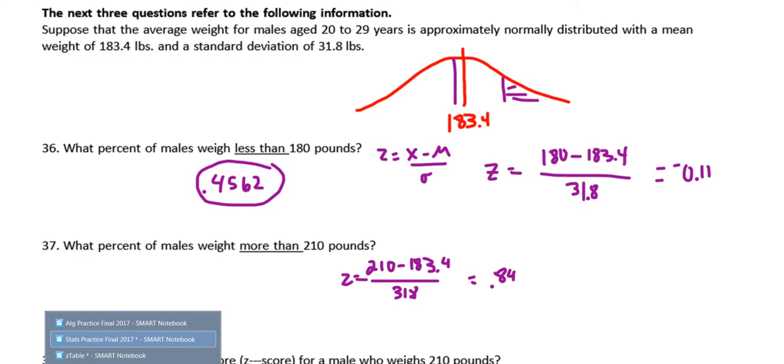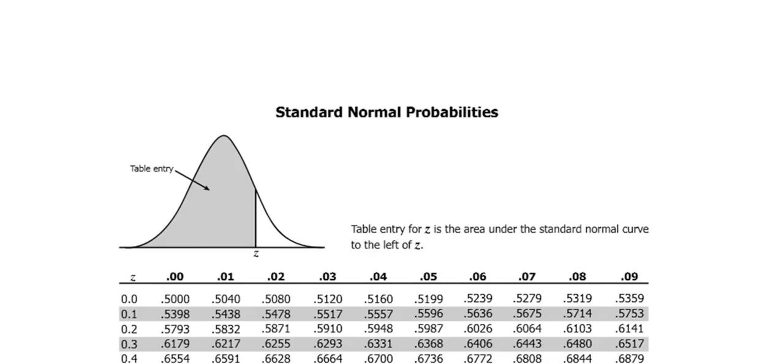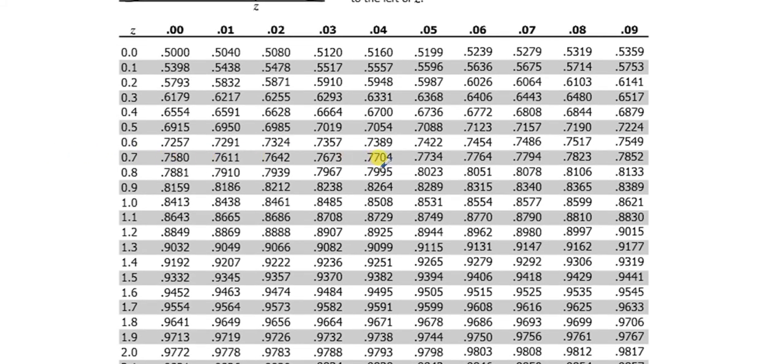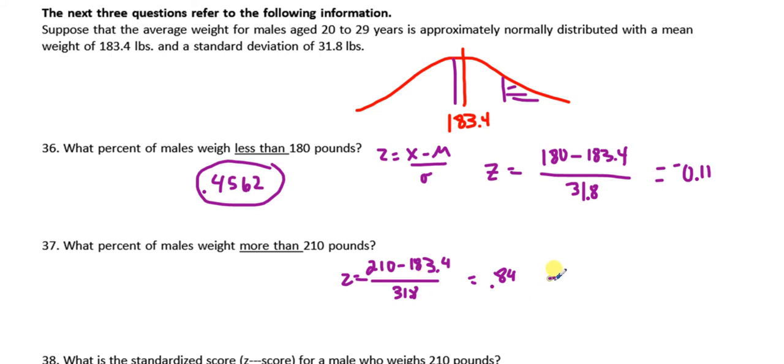So I look that up in the Z table. Here is the positive side, 0.84, 0.7995, or almost 80%. Now that gives us the amount from there and below. So we have to go 1 minus it to get our amount over 210 pounds. So that's going to be 0.2005.